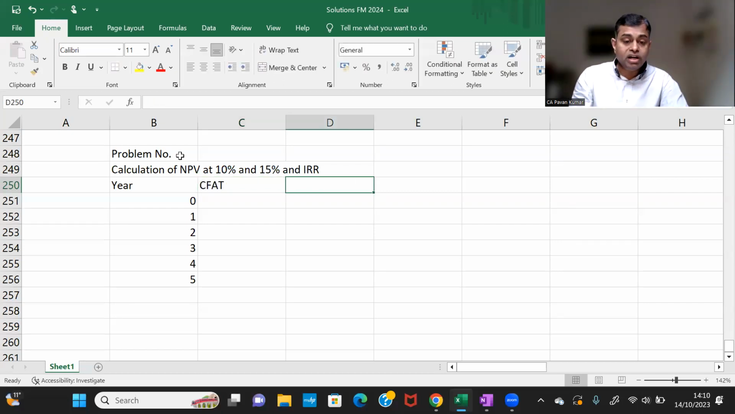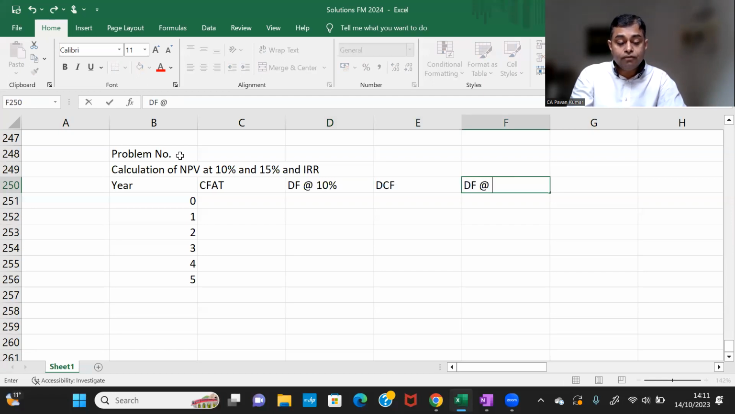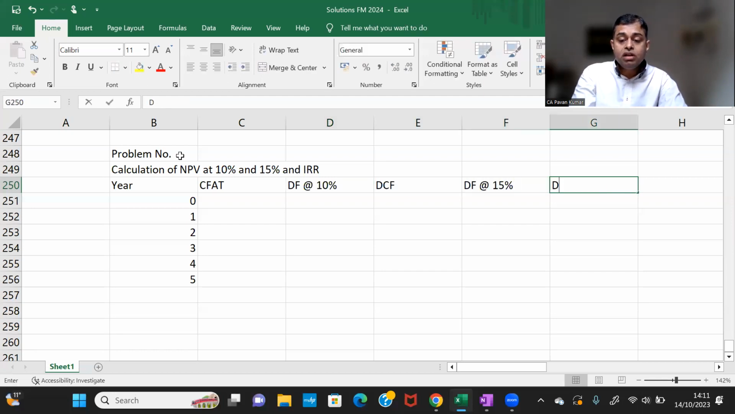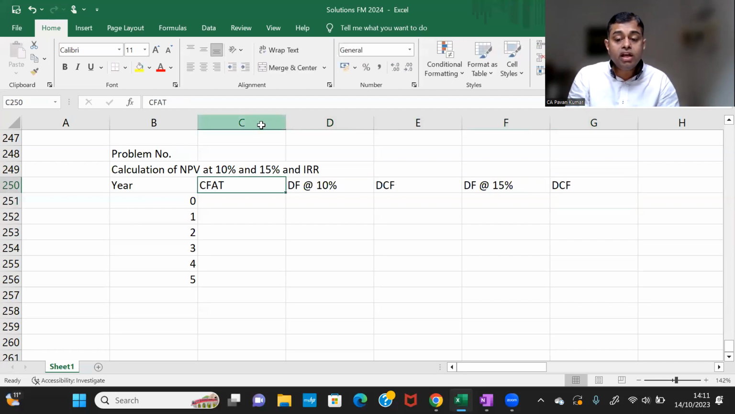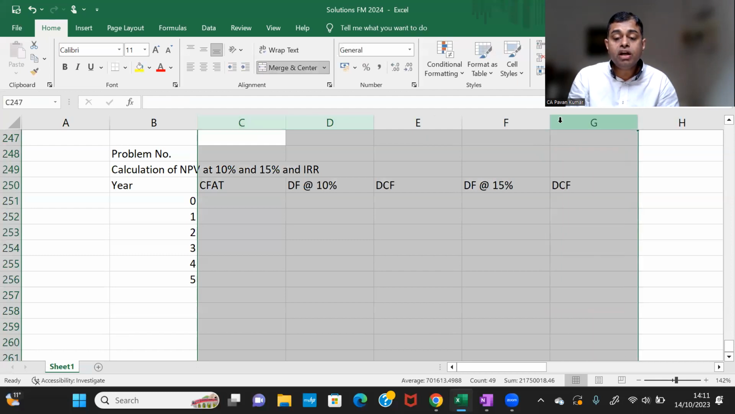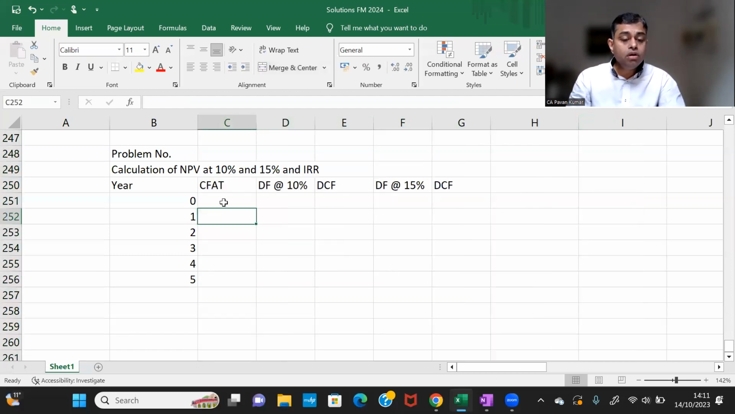Cash flow after tax will take, please wait. Discount factors at 10% will take, discounted cash flow will take, discount factors at 15% will take, discounted cash flows will take at 15%. Okay, so this should be our pro forma. Just wait for 1 minute. After that, you can do.